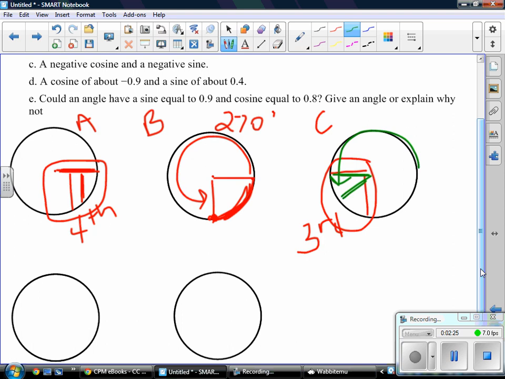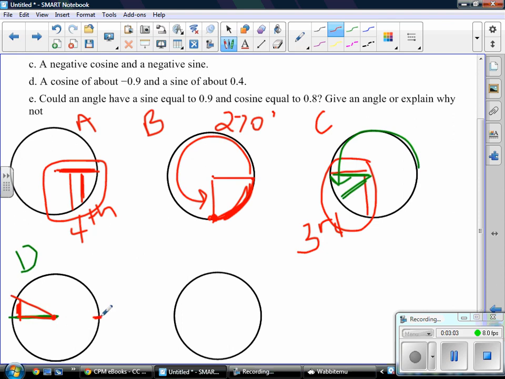Part D, it says a cosine of about -0.9, sorry. So let's look, that's to the left, I know, and it's pretty long, so it's going to be not quite all the way there, maybe about to there from the center. If it was 1, it would touch that end. And it has a sine of 0.4, so my vertical distance is kind of small-ish, but maybe bigger than halfway up. So here's about what my angle is approximately.